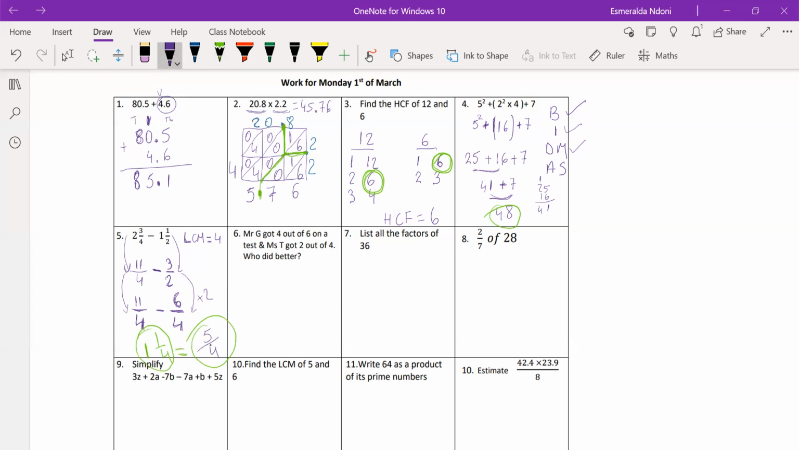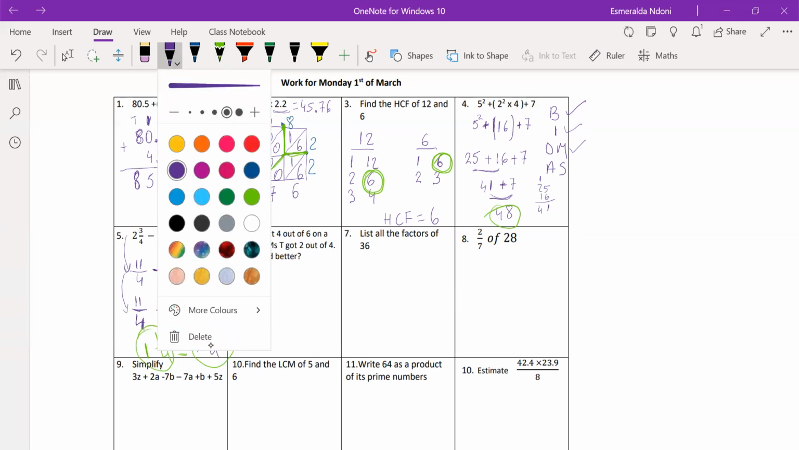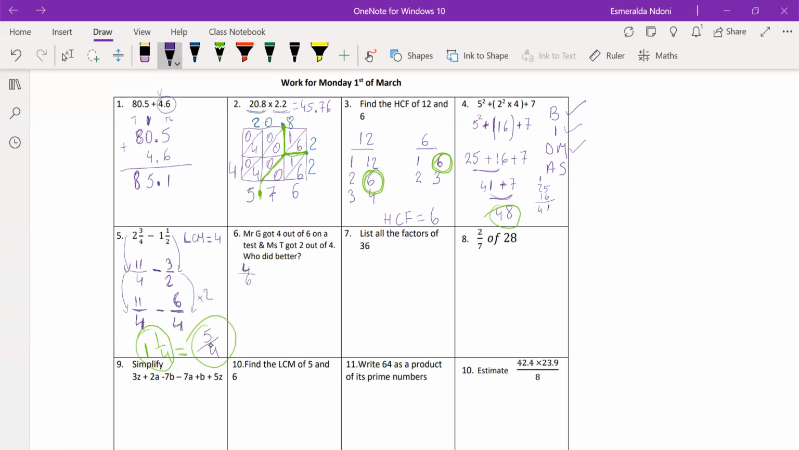Question 6. Mr. G got 4 out of 6 on the test, and Miss T got 2 out of 4. So 4 out of 6. I am just rewriting the question using maths. 4 out of 6, and Miss T got 2 out of 4. So we need to compare them. It's asking us who did better, so it's asking us to compare them.